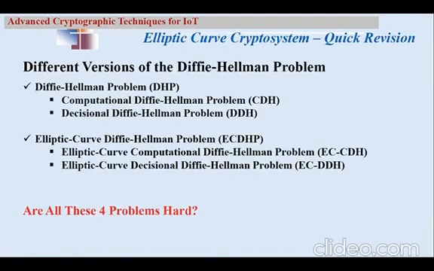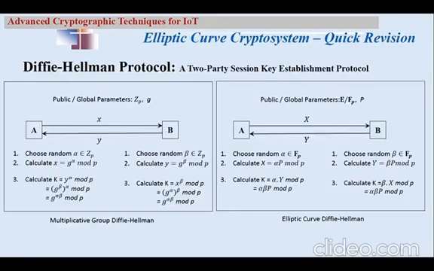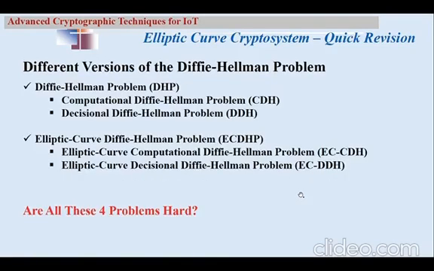Now this Diffie-Hellman problem has two versions actually, the computational Diffie-Hellman problem and the decisional Diffie-Hellman problem. Similarly, on elliptic curves we can define the elliptic curve computational Diffie-Hellman problem and the elliptic curve decisional Diffie-Hellman problem. What we discussed just now are the computational versions, computational Diffie-Hellman and computational elliptic curve Diffie-Hellman. What about the decisional Diffie-Hellman problem?